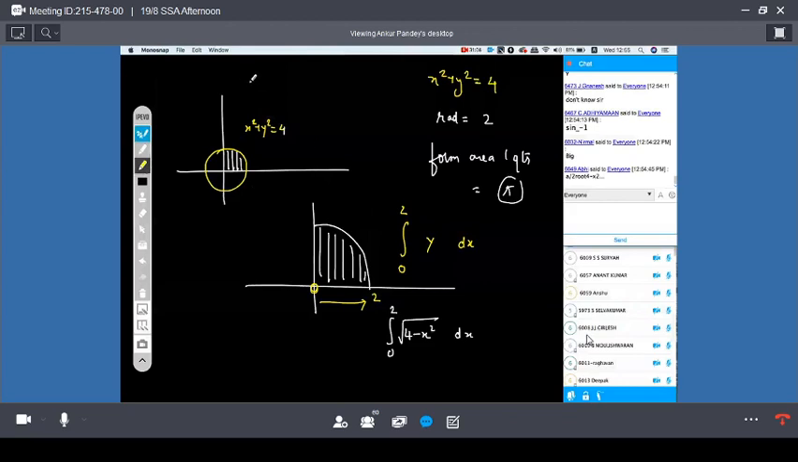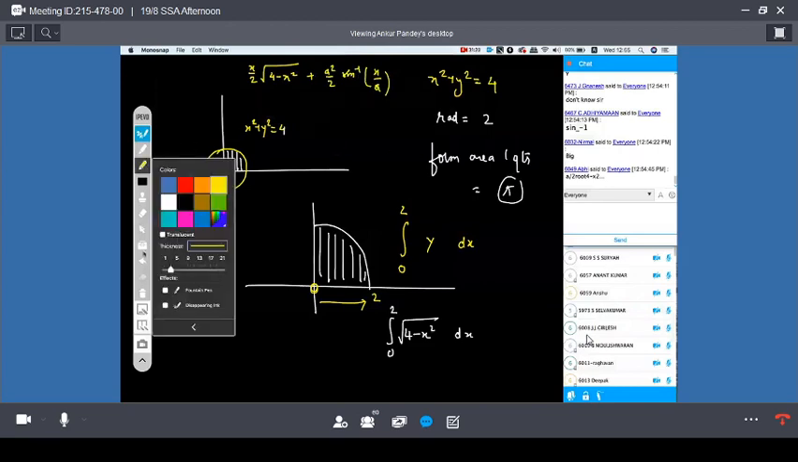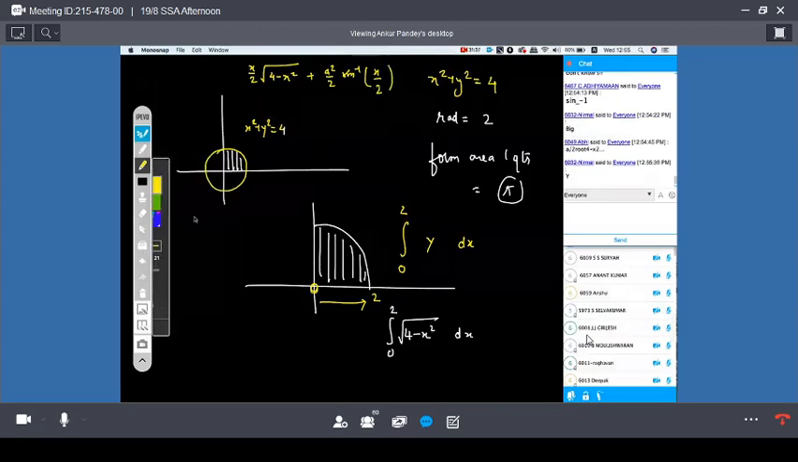So it is x by 2 square root 4 minus x square plus a square by 2 sin inverse x by a. Yes or no? Instead of a, it should be 2. Yes or no?